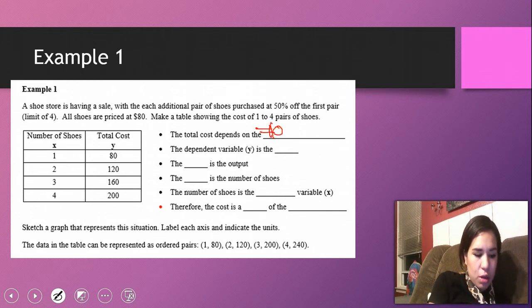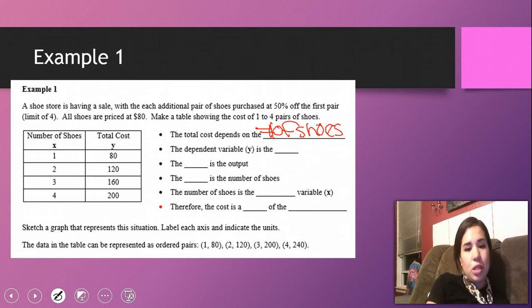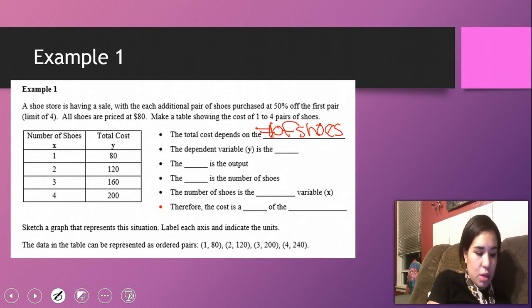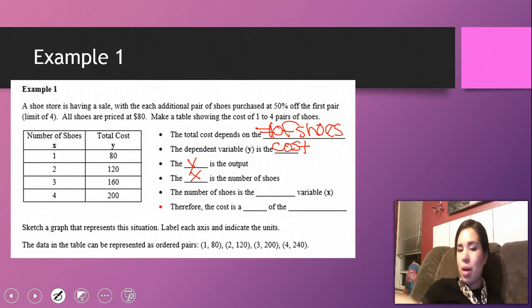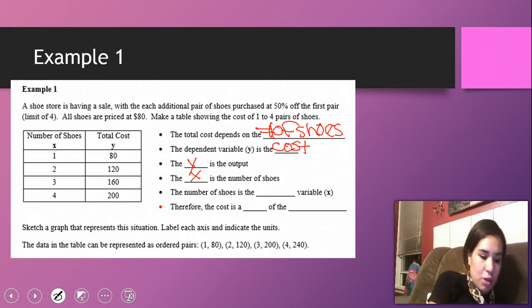Number of shoes that you buy. So then the dependent variable, y, is the cost, because it depends on the number of shoes. And the output is the y. The x is the number of shoes. Why? Because that's what's changing. It's the independent variable. It's what's changing in my equation. The number of shoes is called the independent variable.